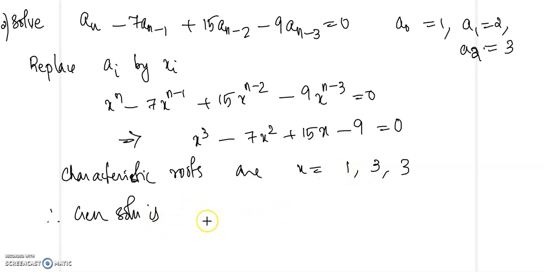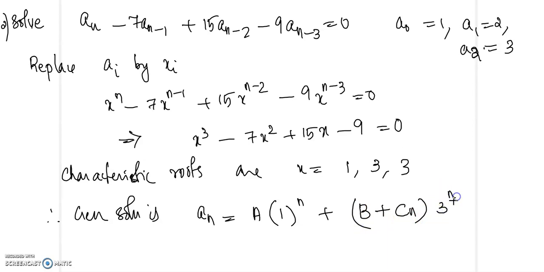So the general solution will be given by a_n equal to a corresponding to 1, you will have 1 raised to n, then (b plus c n) 3 raised to n. Now 1 raised to n is 1, so we will get a plus (b plus c n) 3 raised to n. So that is the value of a_n. Now we are given the initial conditions.